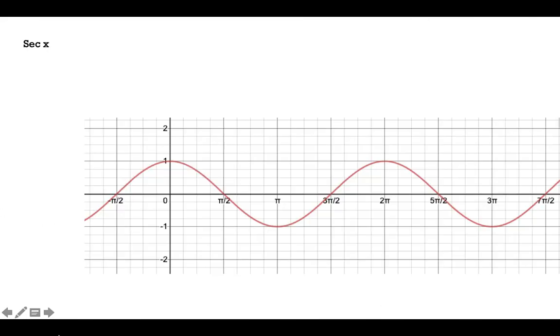So first, let's talk about secant of x. Now this graph, if we look, is just cosine of x. This graph is cosine of x. And remember, secant of x equals 1 over cosine of x.